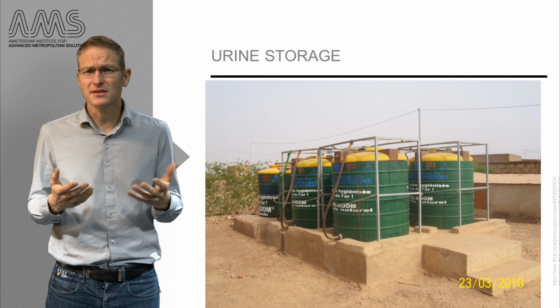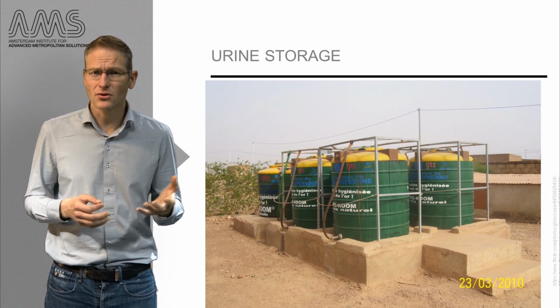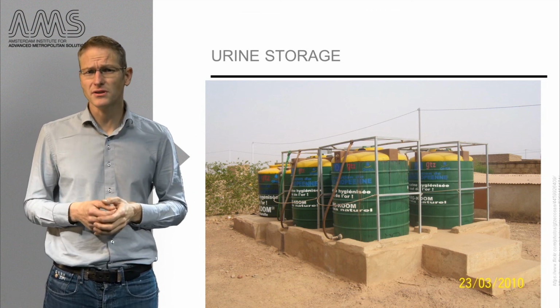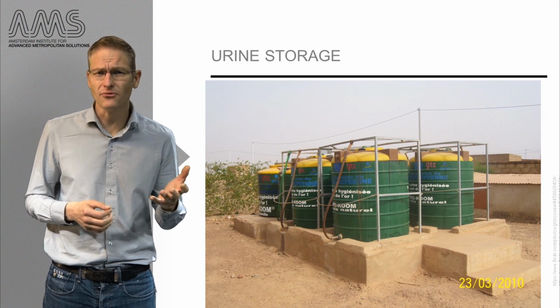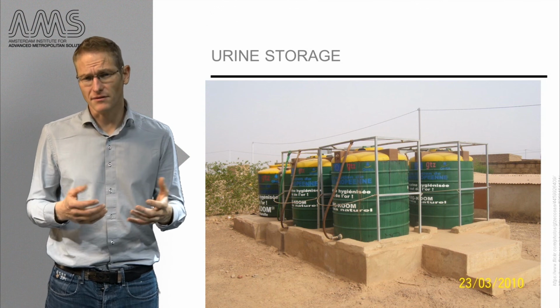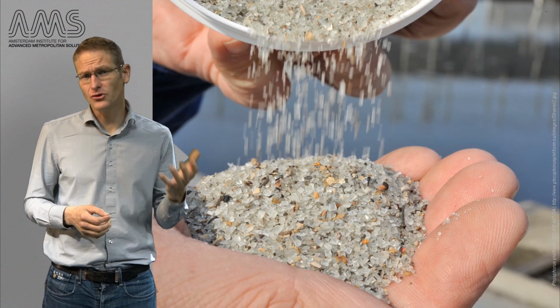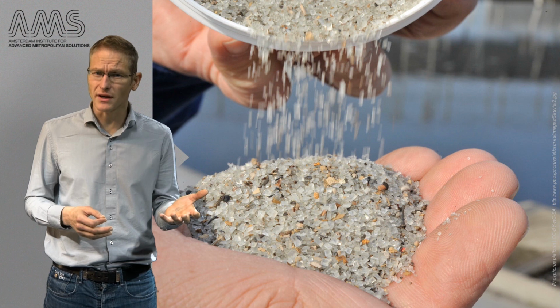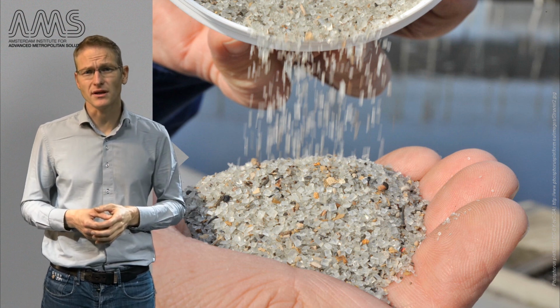So, if we are, for instance, able to collect urine separately, you can almost directly use it as a fertilizer in agriculture. To be safe, that there are really no pathogens, you should store it for about 6 months, however. If you have urine separately, you can also make struvite, a crystalline, slow-release fertilizer. But it gets even better.